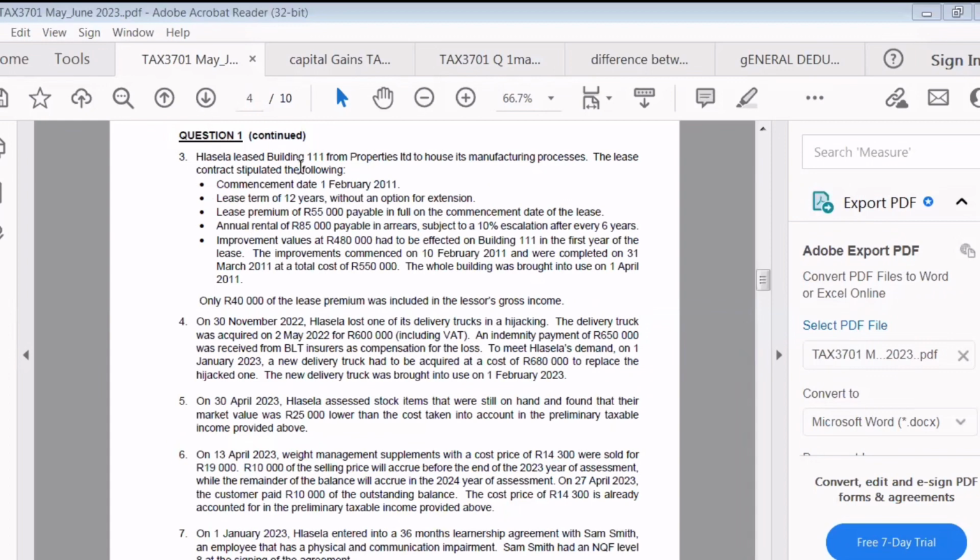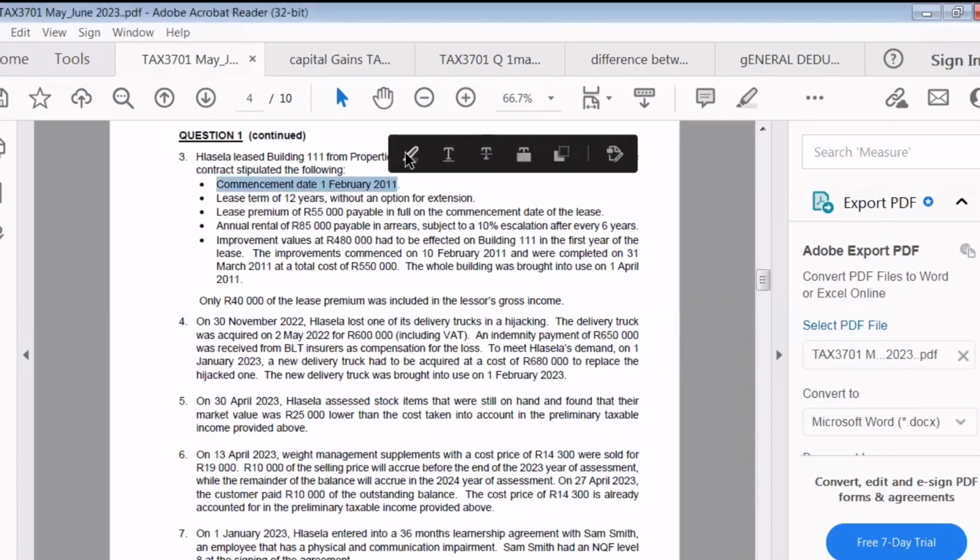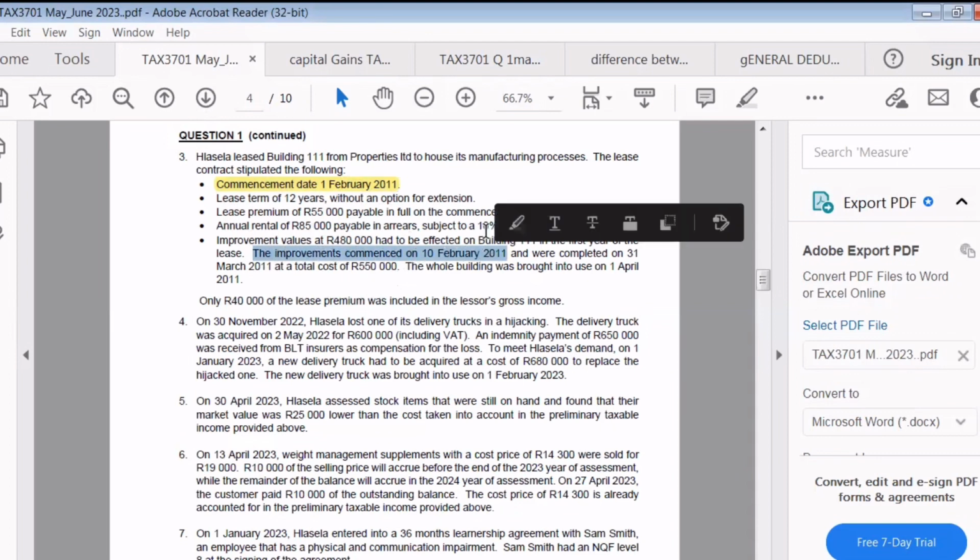So what's important when you get a question on leasehold improvement is, number one, when is the commencement date. So the commencement date is that. Number two, you ignore when the improvement started, and use when it was completed. With this one, you need a good timeline.